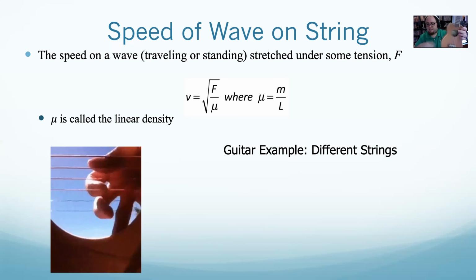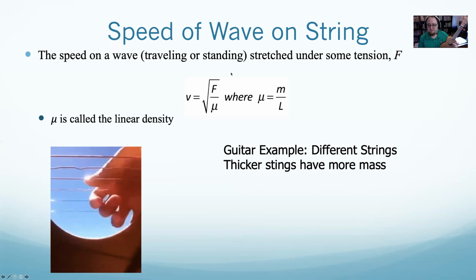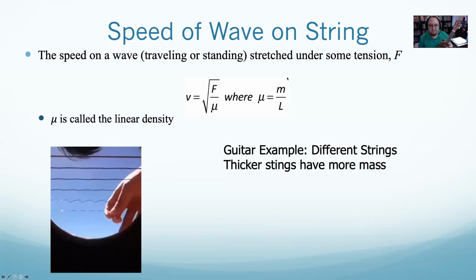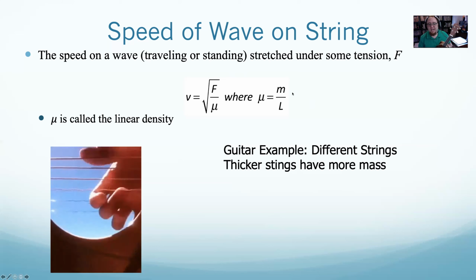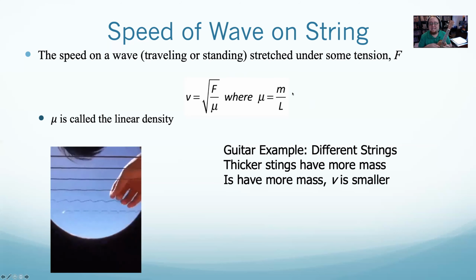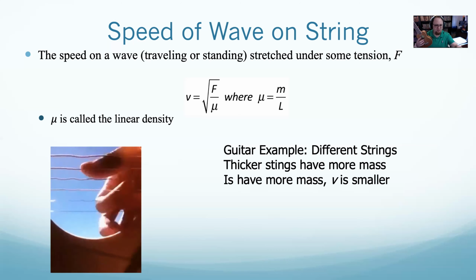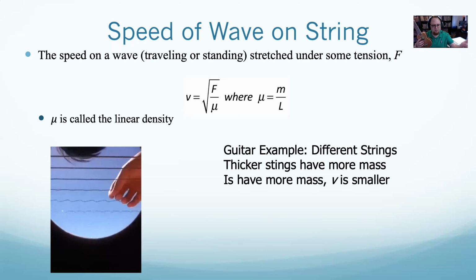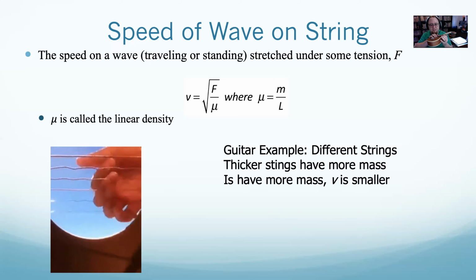The reason is because thicker strings have more mass. Because it has more mass, that means mu is bigger. Now, V is the square root of F over mu. And if mu is bigger, V is smaller. And so thick strings, if my guitar GIF on the bottom, that top string being the thick one, the bottom one being the thin one, literally the velocity of the wave on these thick strings will be slower than the velocity in these thin strings.